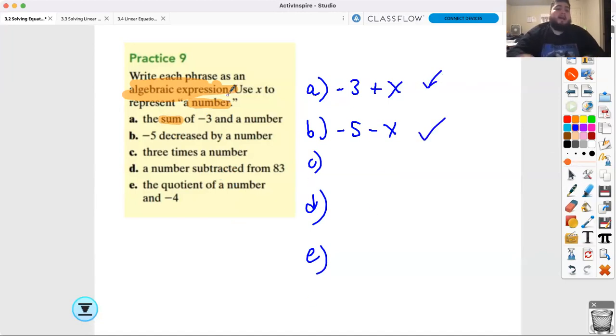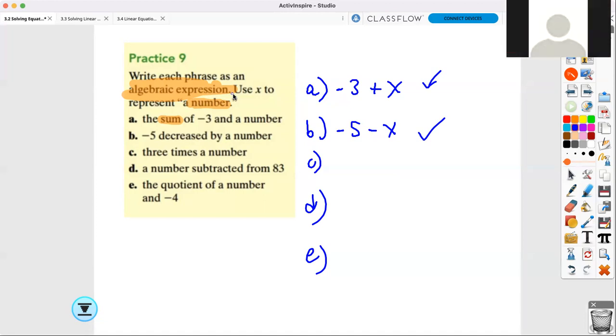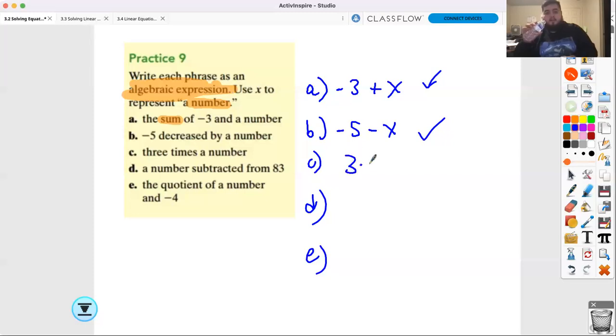Anyone want to tell me what they got for C? C, D, and E? You can unmute or type it in the chat. That was the timer, class. 3 times x. 3 times x. Good.